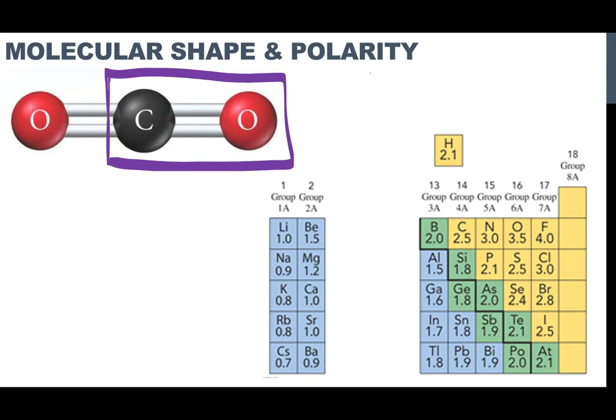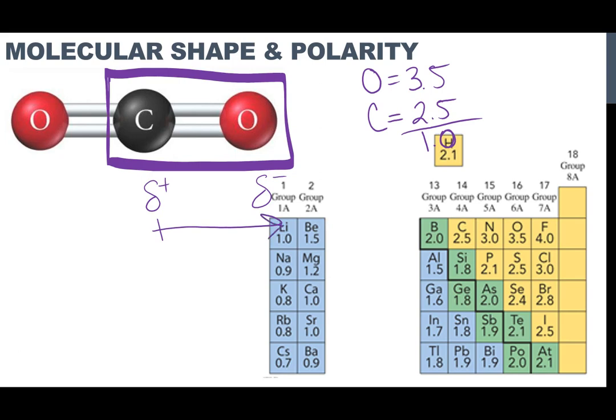Electronegativity for oxygen is 3.5. Electronegativity for carbon is 2.5. So the electronegativity difference is 1.0, which falls again in the middle region. So yes, there's a dipole moment. There is a separation of charge. Oxygen is big brother, carbon is little brother, so it's going to push out towards the oxygen.